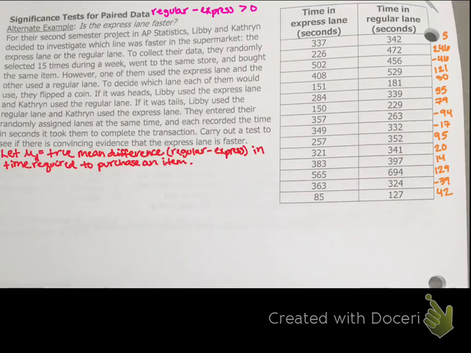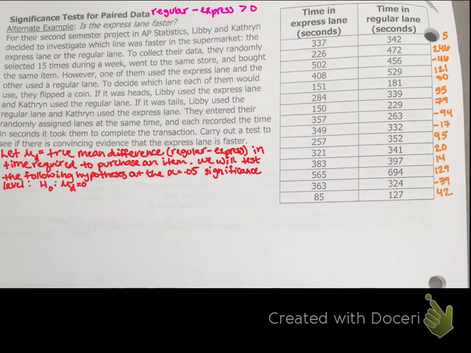Let mu sub d, we're calling it mu sub d because it's the difference between the two. It's not just mu. Let mu sub d equal the true mean difference, regular minus express, in time required to purchase an item. We will test the following hypotheses at the alpha equals 0.05 significance level. Notice they didn't give me the significance level in the problem, but when they don't give you one, you use 0.05. Okay? H sub 0, mu sub d equals 0.